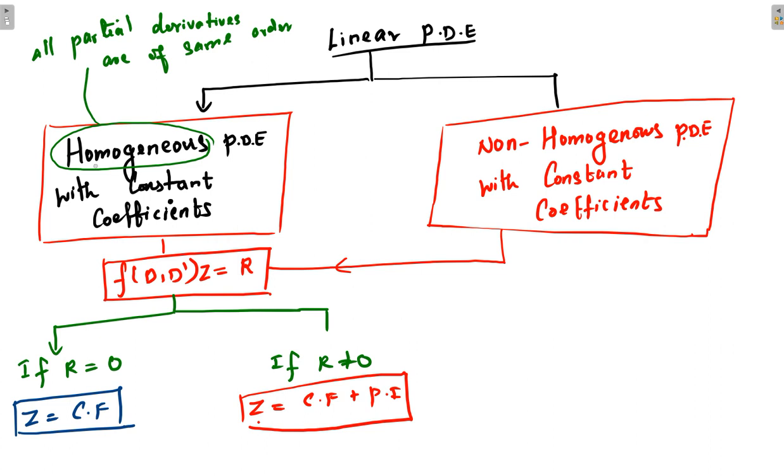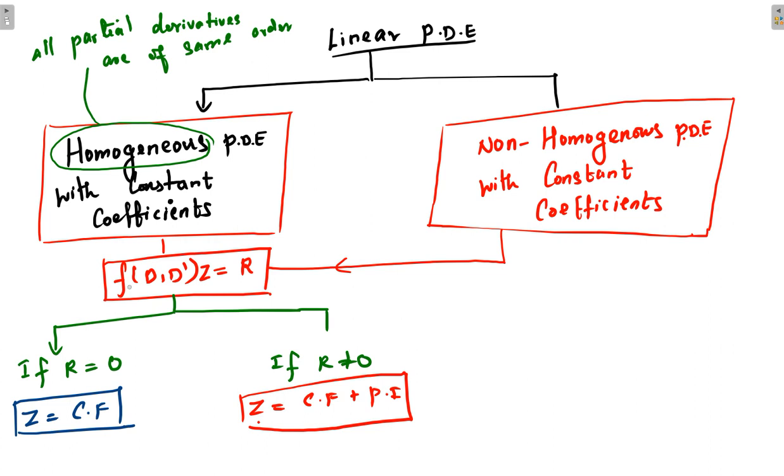One is homogeneous partial differential equation with constant coefficients. Another one is non-homogeneous partial differential equation with constant coefficients. Now I am going to give the formula for homogeneous partial differential equation with constant coefficients.